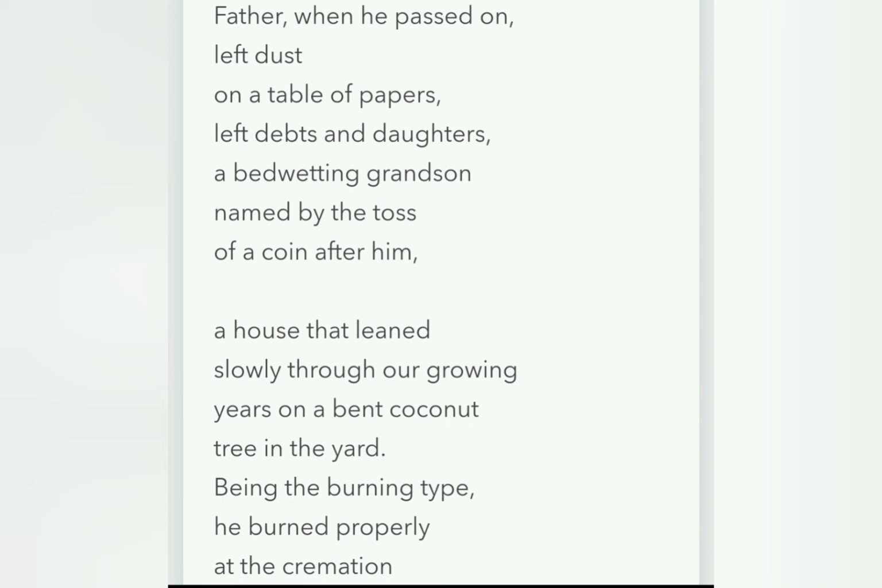So the poet is not showing any sorrow or any lamentation on the death of his father. Maybe the father did not behave properly with him and other family members because he was very hot tempered. And now he is burned properly at the cremation. So it's just like tit for tat.